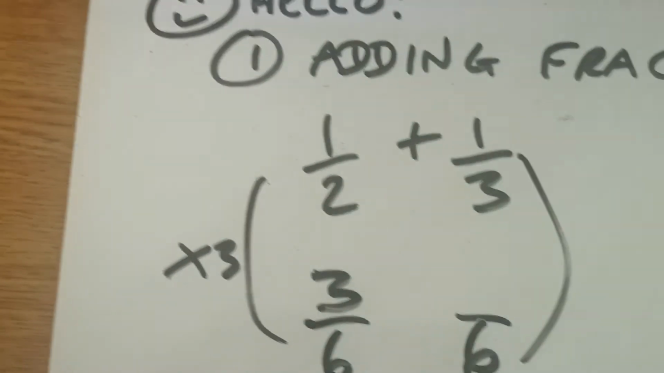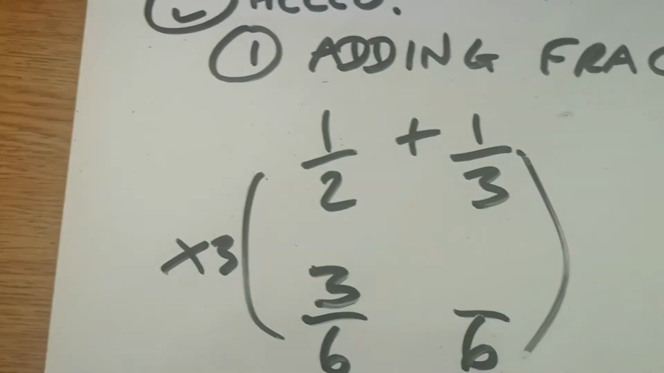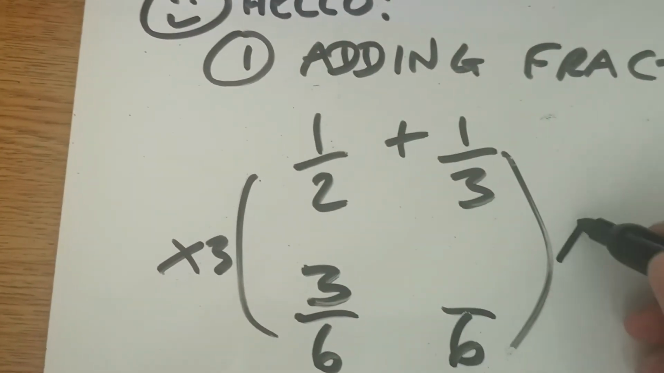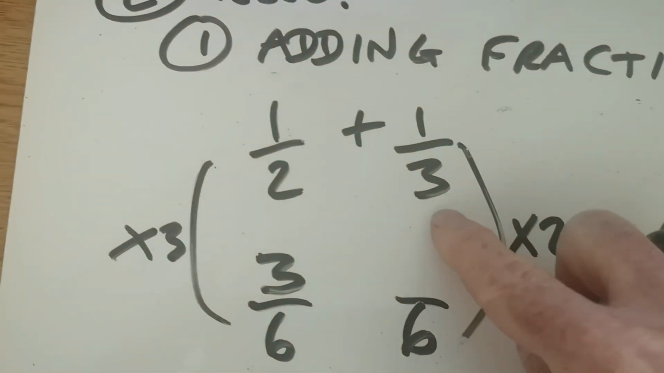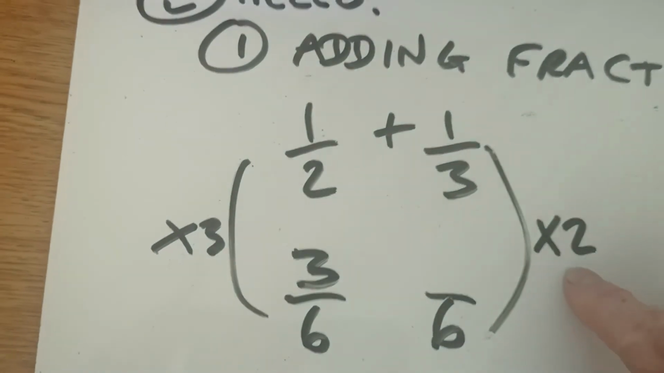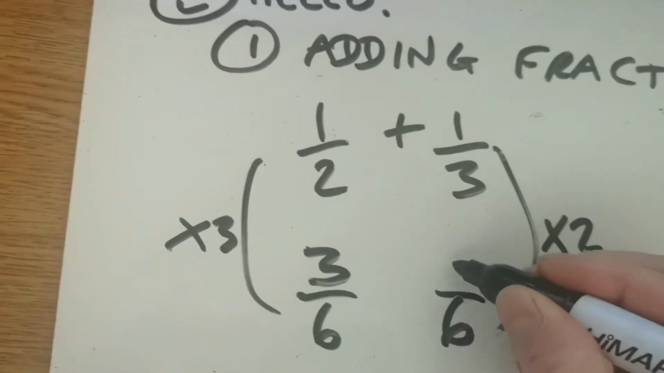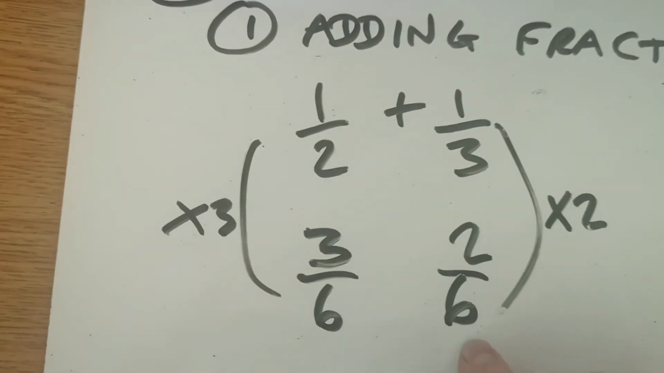If I look over this side, I've got 1 over 3, and I'm making it into something over 6. What have I times 3 by to make it into 6? Well, I've times it by 2. Well, if I times that bottom number by 2, to make it into 6, I've got to times that top number by 2 as well, yeah? And 1 times 2 is definitely going to make 2. So I've got 3 over 6 and 2 over 6.